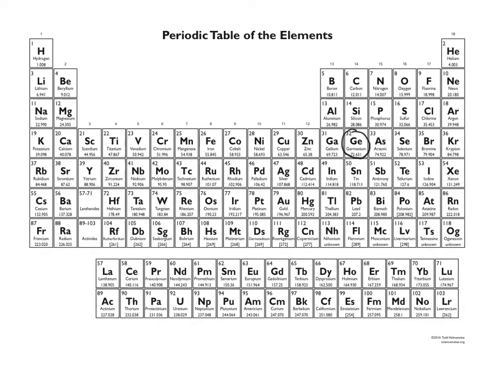Now, another interesting thing about the periodic table that Mendeleev noticed when he started organizing the elements this way is when he did this, not only did elements that he would put in the same column have similar properties, but those properties would change systematically as you moved down a particular column.